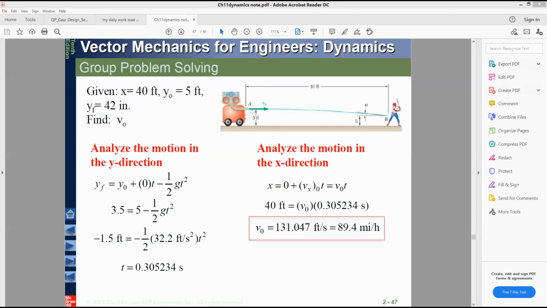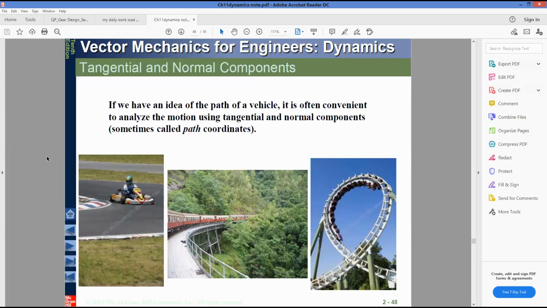So it means 3.5. When the baseball starts its motion from this point A, it has a certain velocity we have to find out. As per the question, we have to maintain that height: here should be 3.5 feet, here should be 5 feet, and the distance is maintained as 40 feet. So find out the initial velocity. That is a simple problem. Okay.